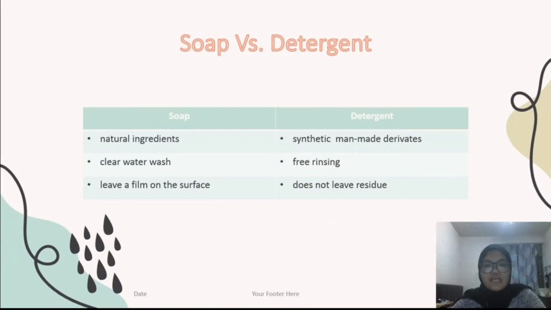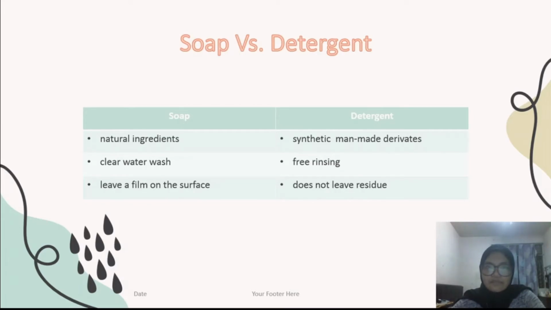Next, what is the difference between soap and detergent? As we know, soap is made from fatty acid and lye, where fatty acid is a natural ingredient. Detergent is made from synthetic, man-made derivatives. For soap, we need a clear water wash after we apply it, whereas detergent is free rinsing.